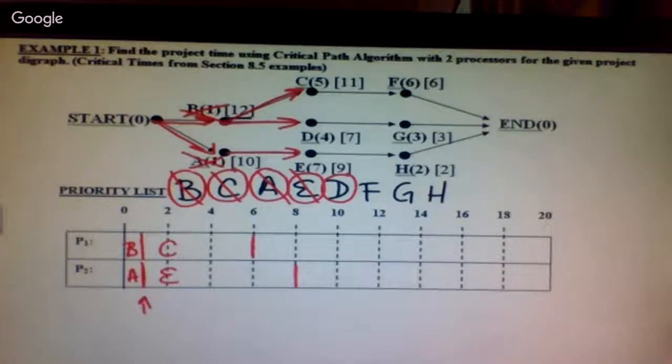Okay, we're working. D goes for processing. C is now finished. C leads into F. F is now ready, so we circle it. Even though I have 2 tasks ready, I only have 1 processor open. So which task does that processor get? D. That takes 4, so that takes me to 10.